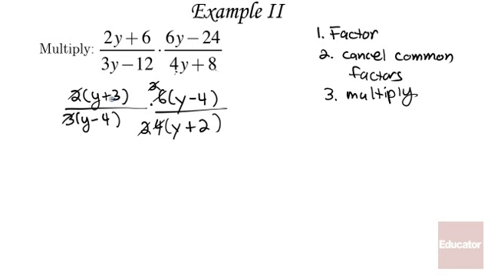I've also got some common factors left over here. What I have is y minus 4 in the numerator and in the denominator. I've canceled, now I can multiply. And all I've got left on the top is y plus 3. In the bottom, it's y minus 2. So again, the key is to factor and cancel before you start multiplying.